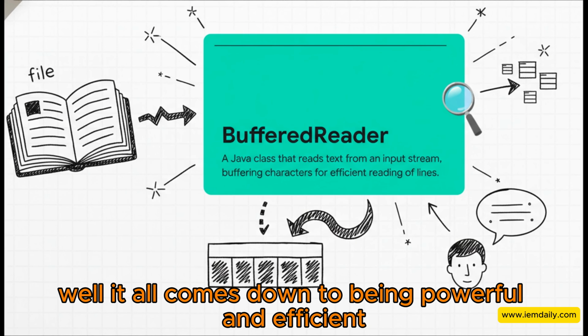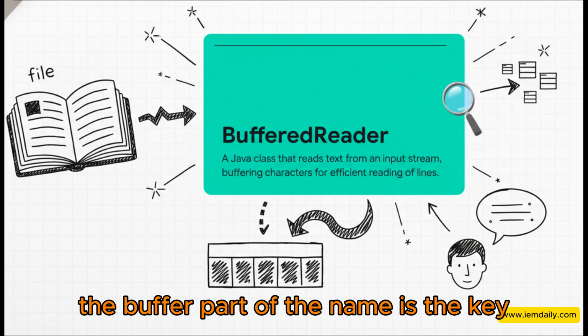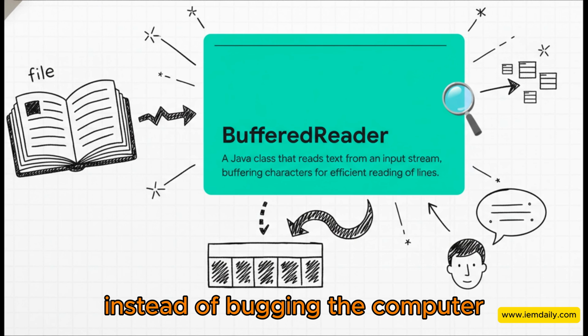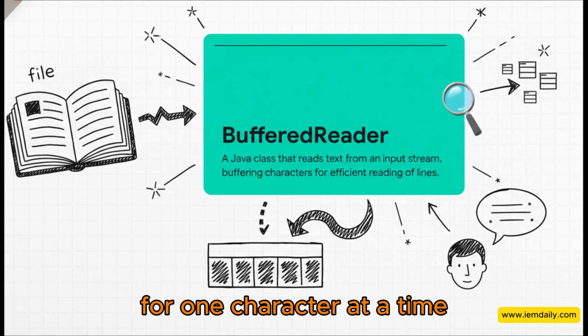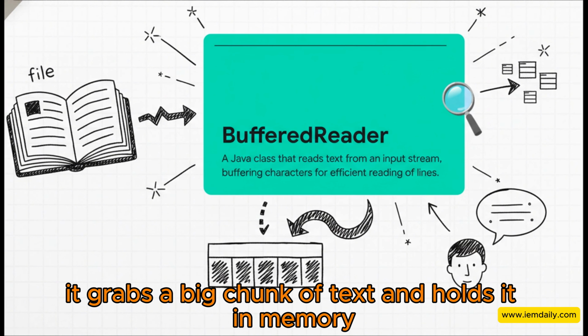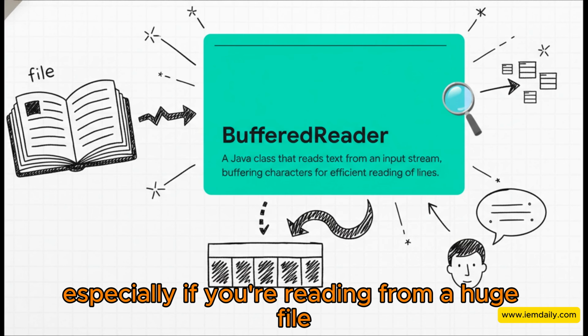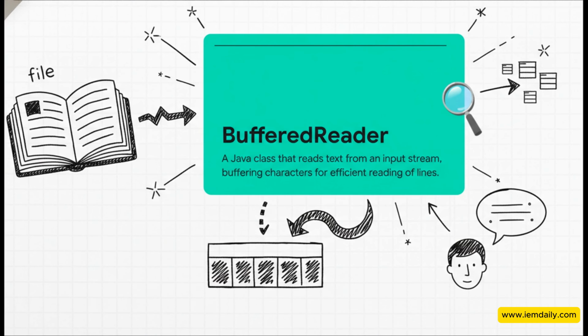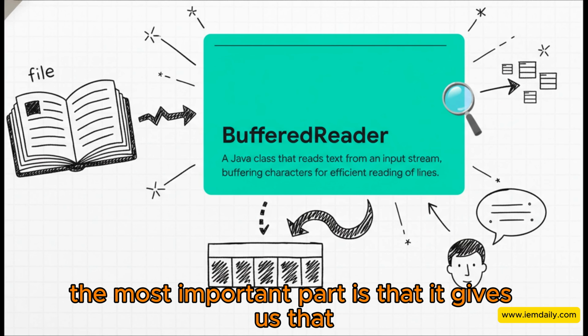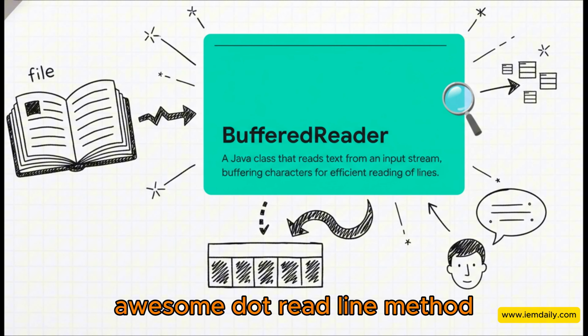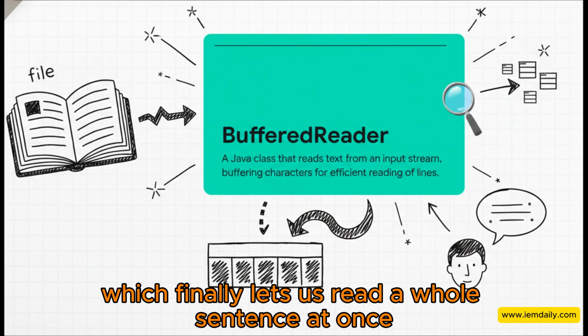So why all that complexity? Well, it all comes down to being powerful and efficient. The buffer part of the name is the key. Instead of bugging the computer for one character at a time, it grabs a big chunk of text and holds it in memory, the buffer. This is way faster, especially if you're reading from a huge file. And for us, the most important part is that it gives us that awesome .readLine method, which finally lets us read a whole sentence at once.